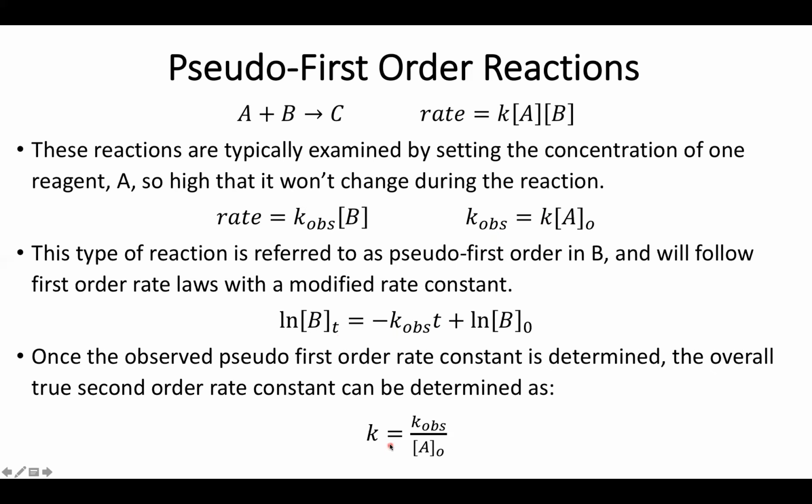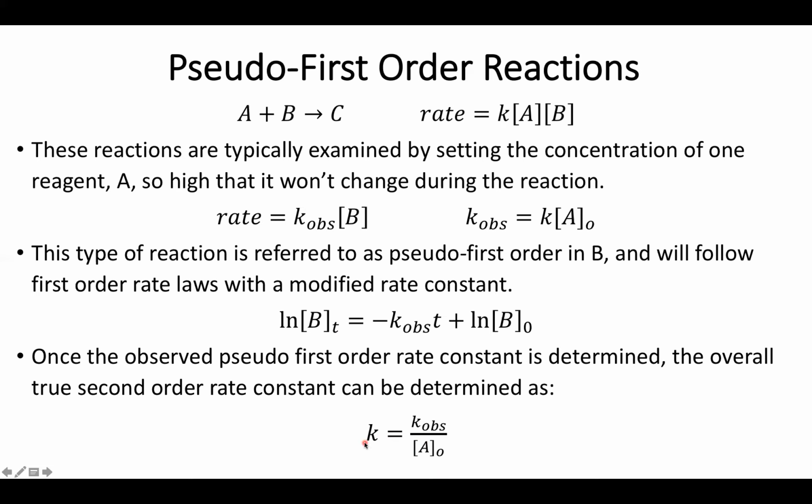This can essentially be done by taking my observed rate constant and dividing by the concentration of the species that is essentially in excess. So one of the things that is worth noting is there are better ways to try and determine this overall rate constant, but it mostly includes using multiple concentrations of A so that you have as much statistical robustness in figuring out that rate constant.